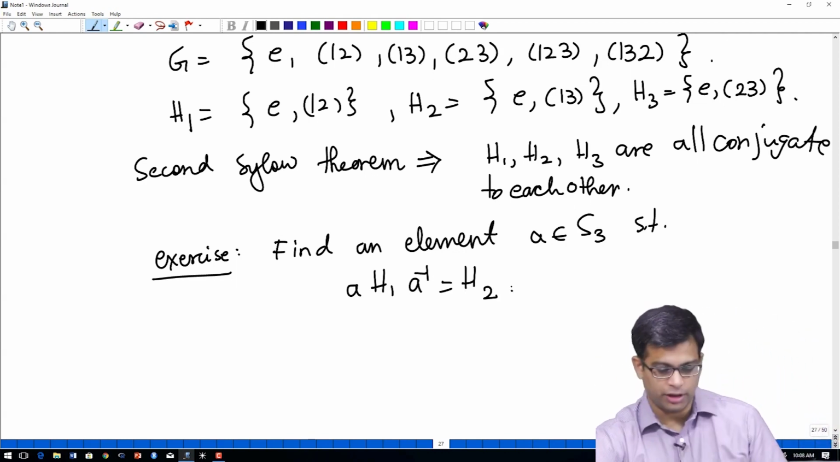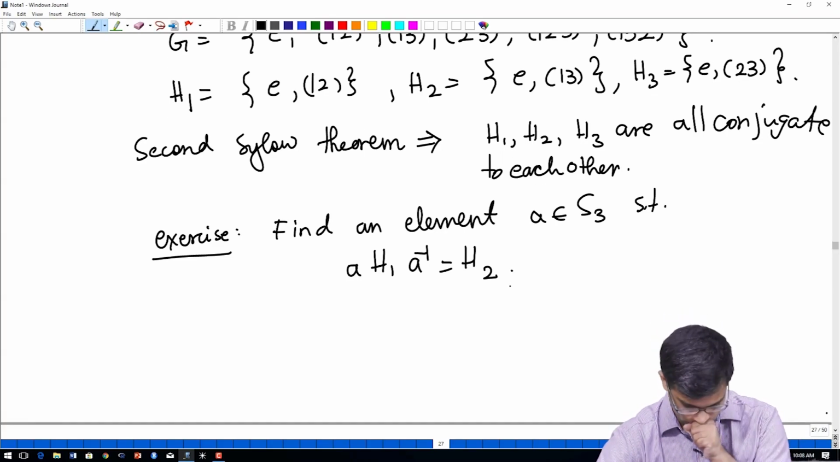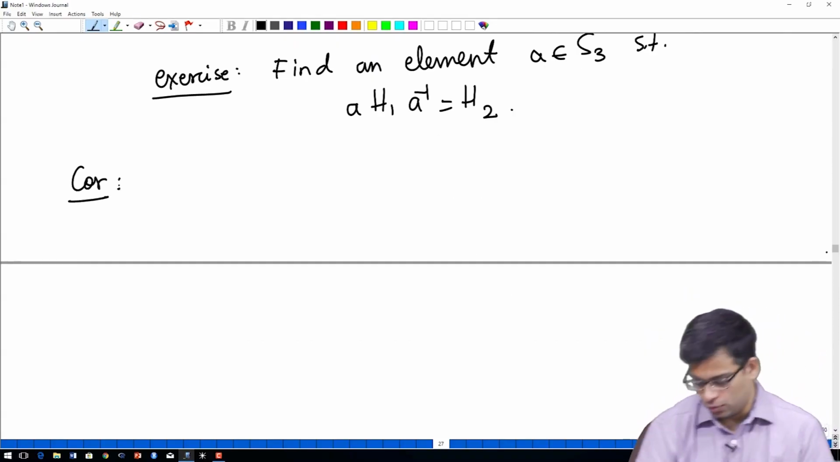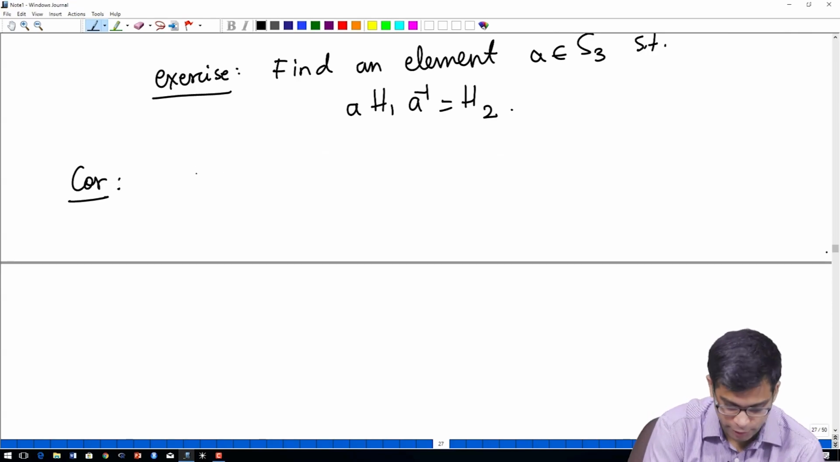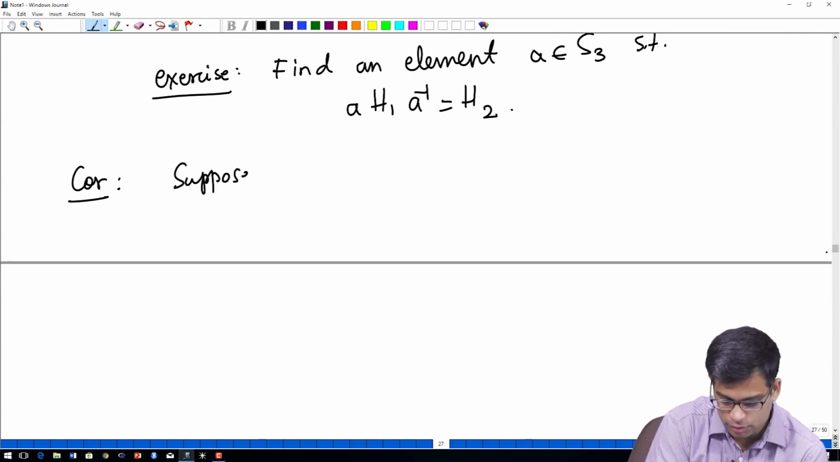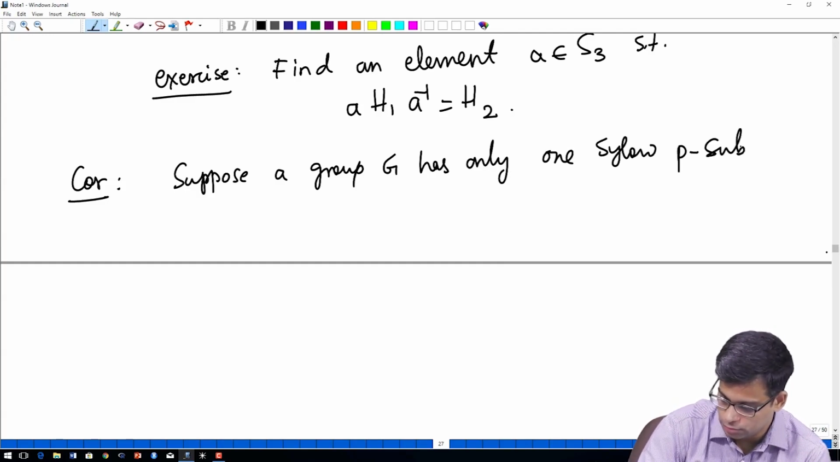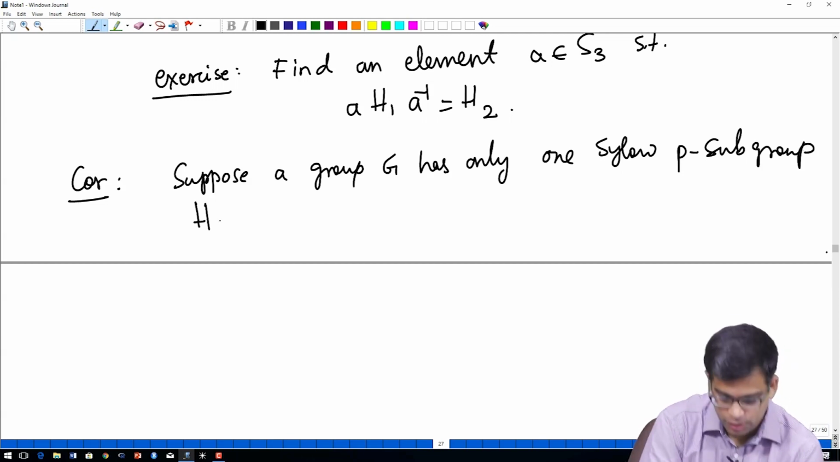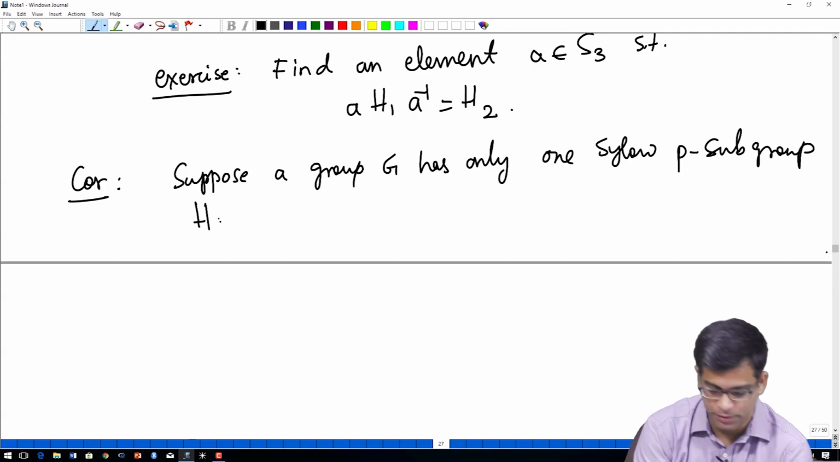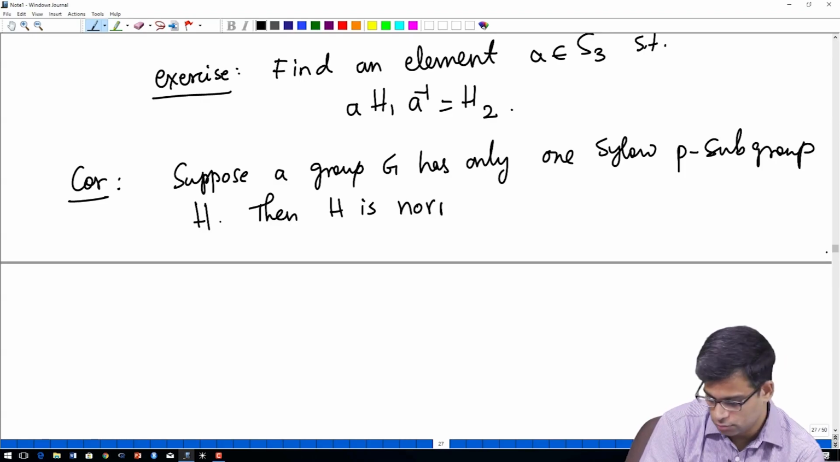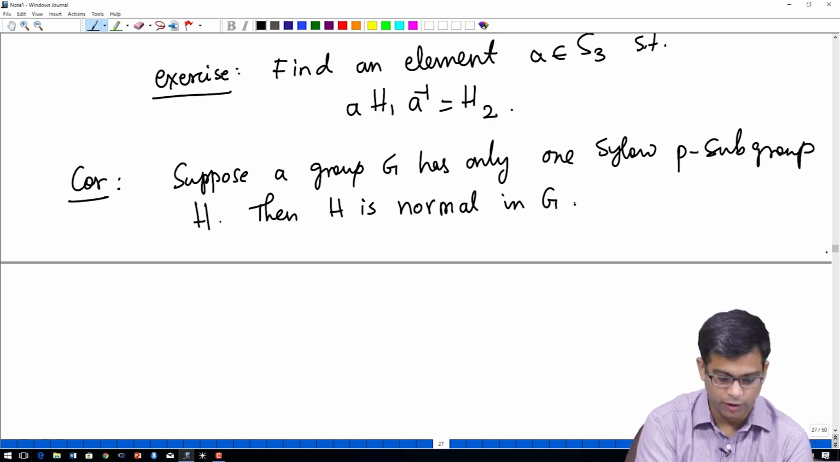By Sylow's theorem, we know that H1 and H2 are conjugate. In this example, I want to explicitly find such an a. And an important corollary I will now mention is the following. Suppose a group G, a finite group of course always, has only one Sylow P subgroup H, let us say. So, G is a finite group and H is the only Sylow P subgroup of G. Then H is normal in G. Okay. Why is this?